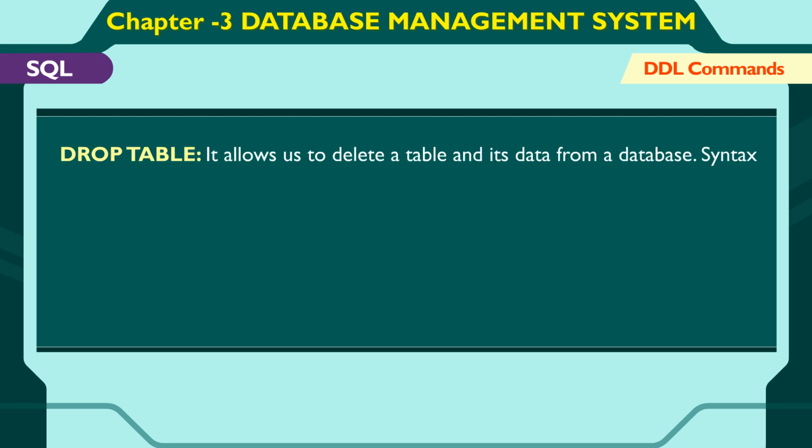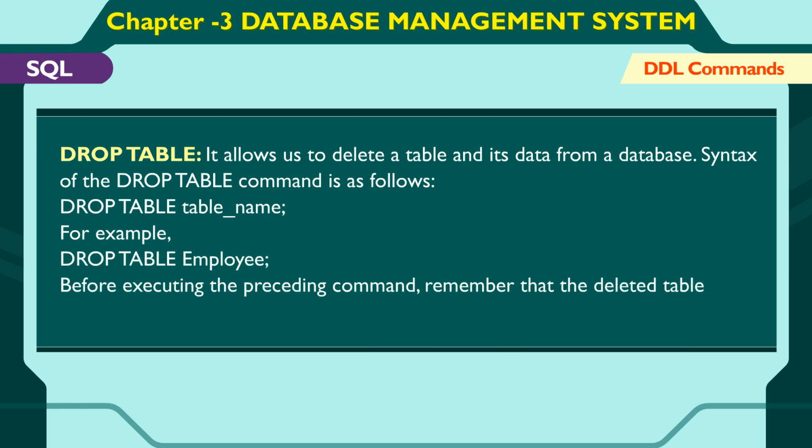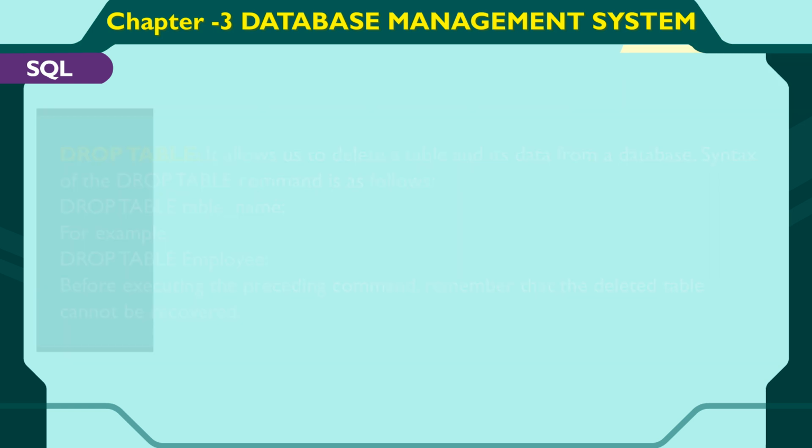Drop table. It allows us to delete a table and its data from a database. Syntax of the drop table command is as follows. Drop table, table underscore name. For example, drop table employee. Before executing the preceding command, remember that the deleted table cannot be recovered.